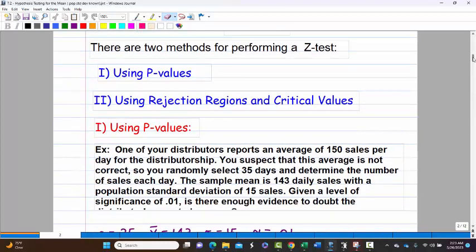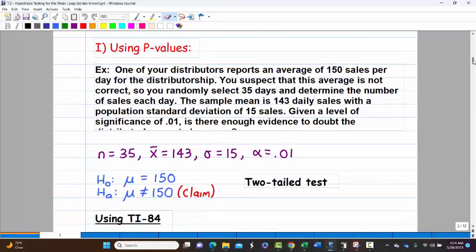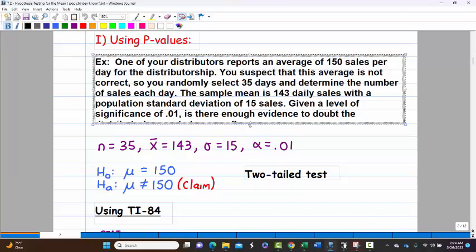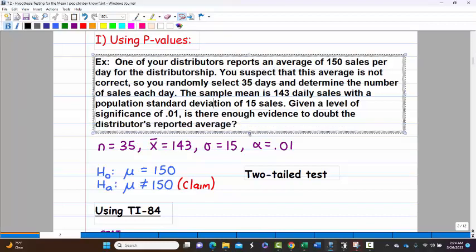There are two methods when performing a z-test. You can use p-values, or you can use what's called rejection regions and critical values. We're going to start off by using p-values first. Then we'll get to the second part a little bit later. So we'll look at some examples.